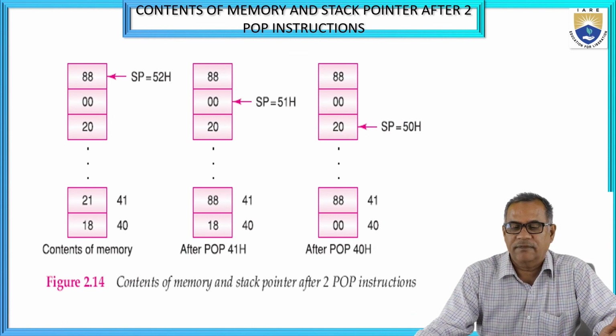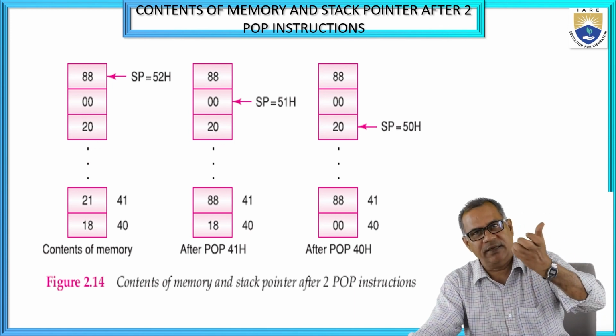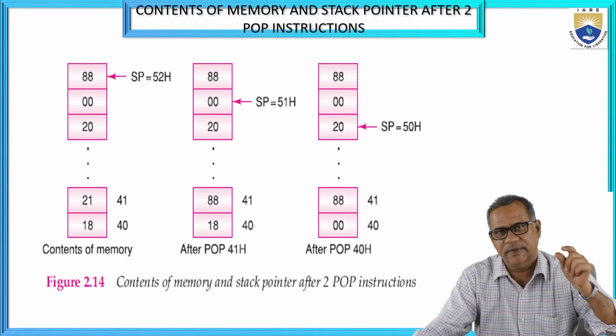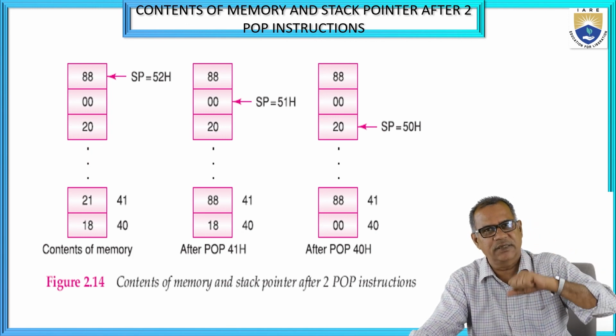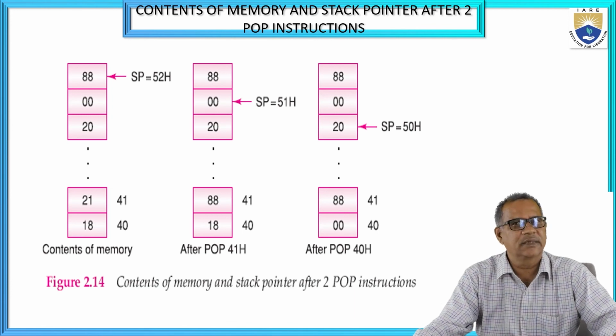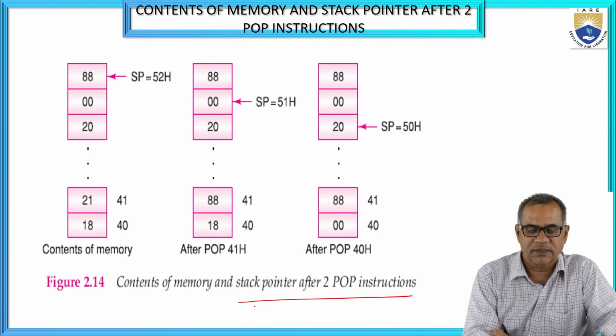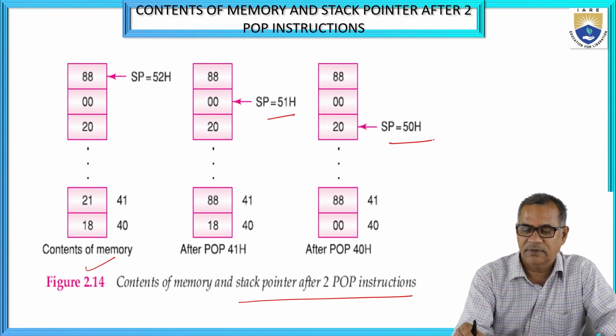So these are the contents of memory and stack pointer after pop instructions. In a pop instruction, the data is taken out from the stack. So the last data which has been entered into the stack is the one which is taken first. That is why it is called last in, first out. So these are the initial contents of memory. After the first pop operation, the stack pointer becomes 51H. After the second, it becomes 50H.